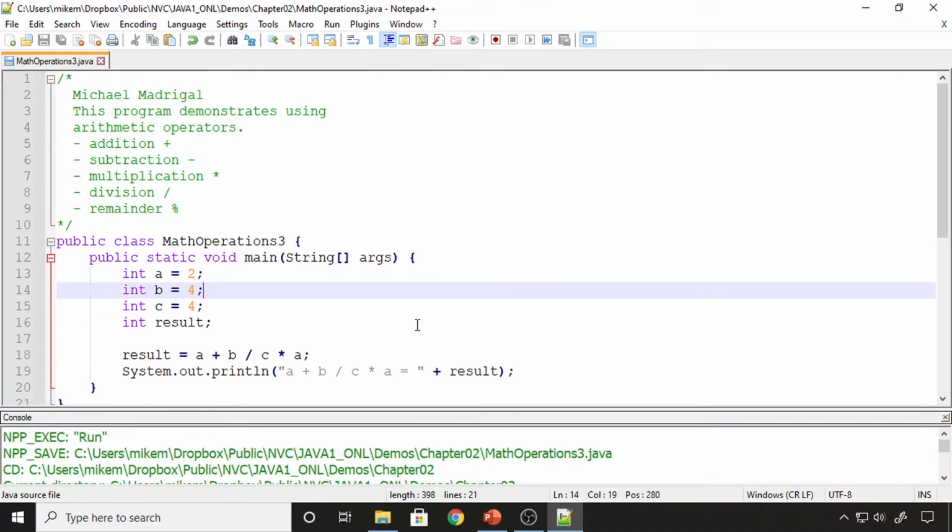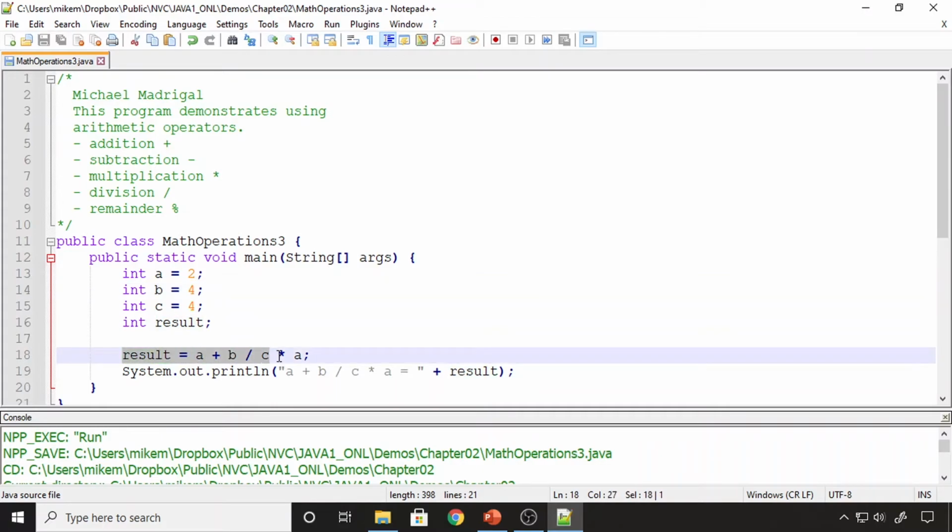Okay, so I made another example called Math Operations 3 just to show a complex expression. I went ahead and reused some of the information here, except I changed the B to a 4 and I set up this expression right here. This is a complex expression. Now it's important to understand this because a lot of students do get this wrong on exams. So it follows the same rules like we do in math, where multiplication and division are done at the same time from left to right.